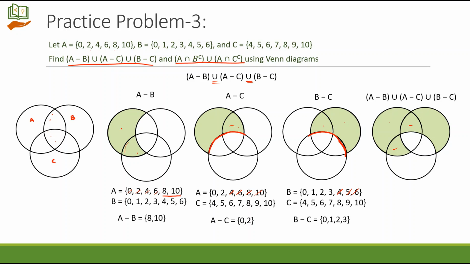Now we have to pick up A minus B 8, 10 union A minus C 0, 2 union 0, 1, 2, 3 as B minus C. What will be the union? 0 will be there, 1 will be there, 2 will be there, 3 will be there, 8 will be there and 10 will be there. I have just arranged them in ascending order, that's all. You can keep it in any order. This will be the answer of A minus B union A minus C union B minus C.